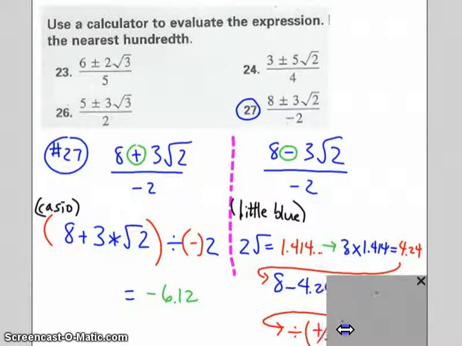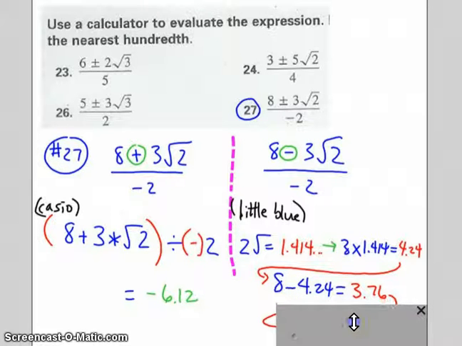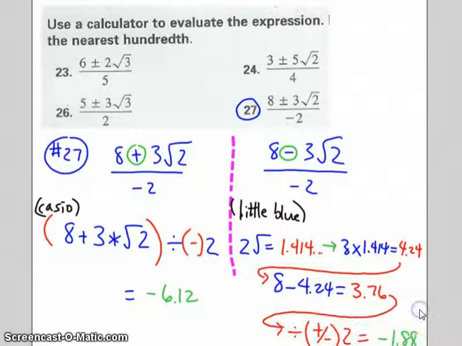You're doing 8 minus that 4.24. So 8 minus 4.24 is going to turn out to be 3.76. And then, finally, you don't have to hang on to this. You can just do 3.76, which you already have, divided by, there's a button even on these calculators, plus minus, that will change this to a minus sign. So it's 3.76 divided by negative 2, and your answer should be negative 1.88.